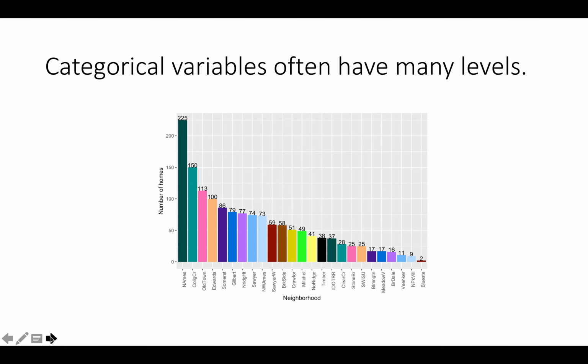The categorical variables often have many levels in this data set. So, for example, there were 25 different neighborhoods. Some of the neighborhoods had a lot more homes sold than others.